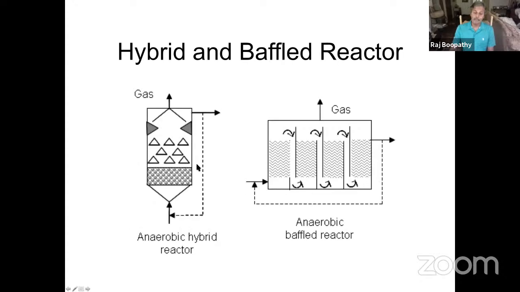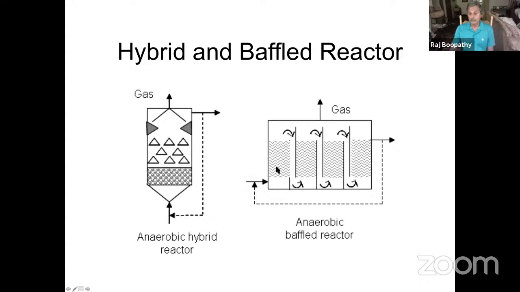And then you can have hybrid. You can combine a couple of reactors together and create your own reactor depending on what type of wastewater you're treating. Here is your sludge blanket as well as a filter put in there. You have these bacteria created in a granule form, and then you also put a filter on top. So you combine two systems together. We operate the filter.